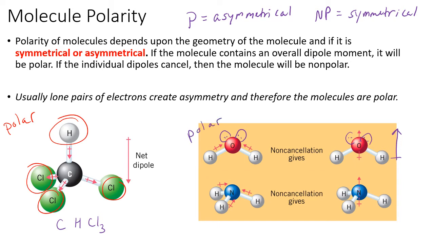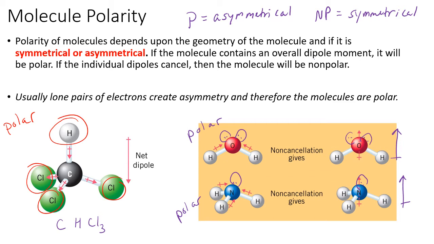Same thing with ammonia, NH3. There's actually a lone pair of electrons on the nitrogen, and so that shape is asymmetrical due to those lone pairs, and it leads to a net dipole in that direction towards the lone pair. So this is also an example of a polar molecule.